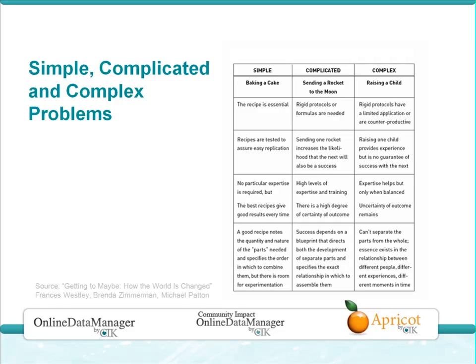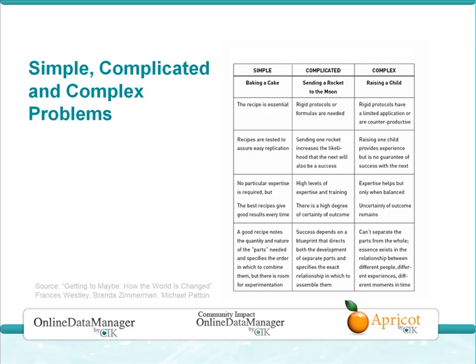A simple problem is like baking a cake. The recipe is critical, but it's a small number of ingredients, a small recipe. You put that together, you typically end up with a wonderful cake. A complicated problem is something like sending a rocket to the moon, but it is basically still a large recipe. It has a lot more components, but because of physics, everything acts the same. So if you follow the recipe, follow the plan, you are going to get to the moon.